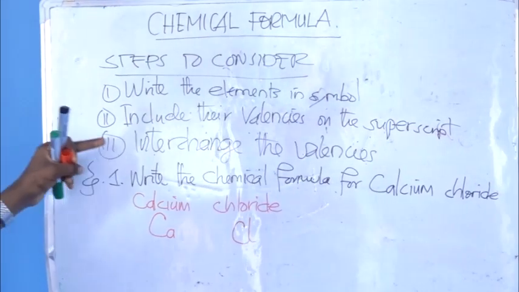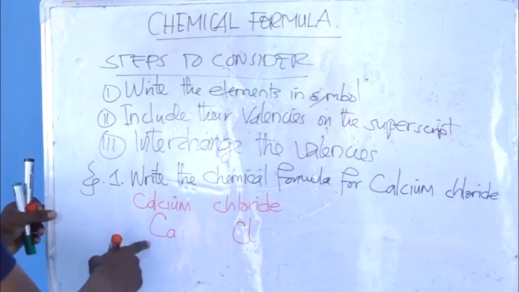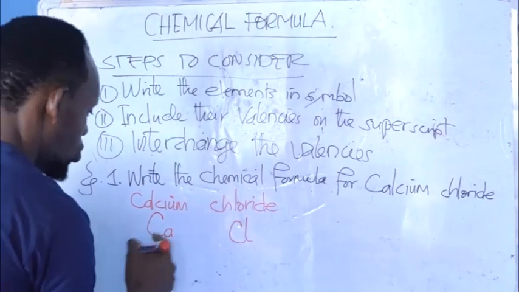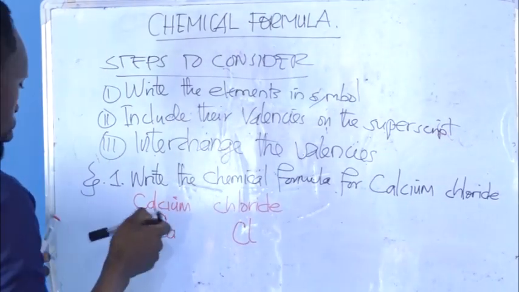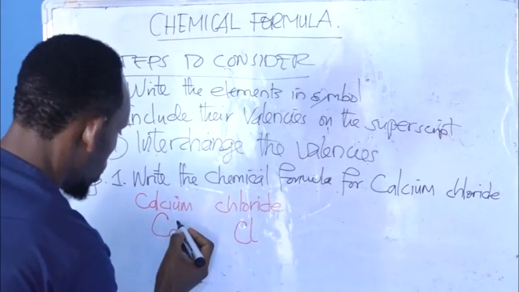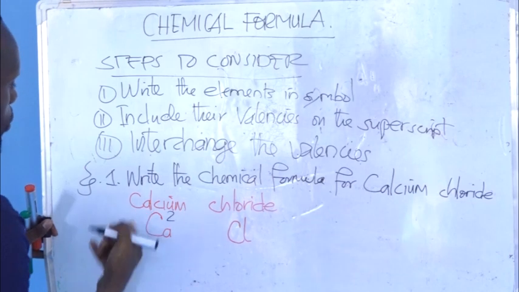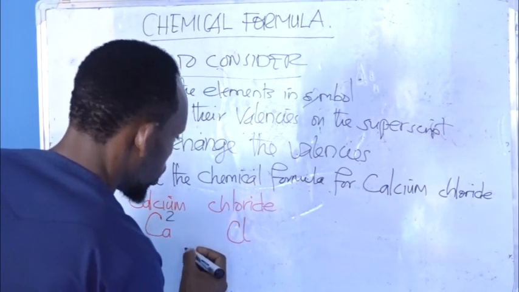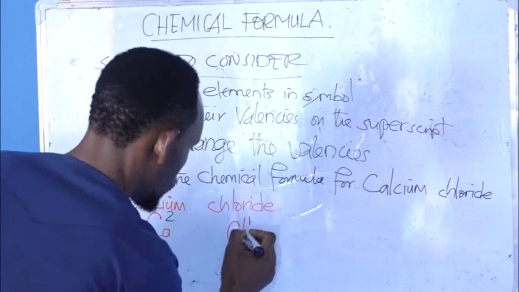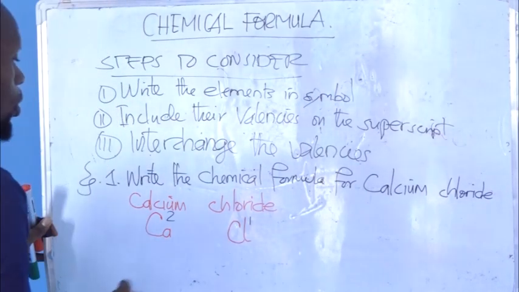Then the second step, include their valences. What is the valence of calcium? The valence of calcium is 2. It is found in group 2, so it is 2. You write it in superscript. What is the valence of chlorine? It is 1 because it is found in group 7.